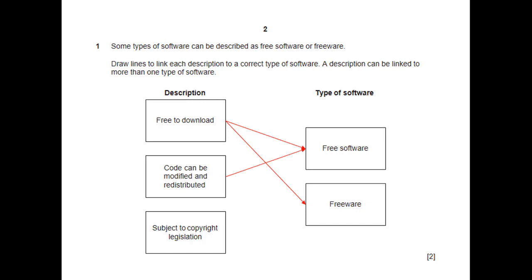So in free software, the code can be modified and redistributed, so as well as the executable file, you'll also get the source code so you can edit and improve it, or make changes to personalize it to your needs. And freeware would be subject to copyright legislation. So freeware would be something like Skype. You can get it for free. You can maybe send that to someone else, a link or the software, the executable file, but you can't make changes to the source code legally.